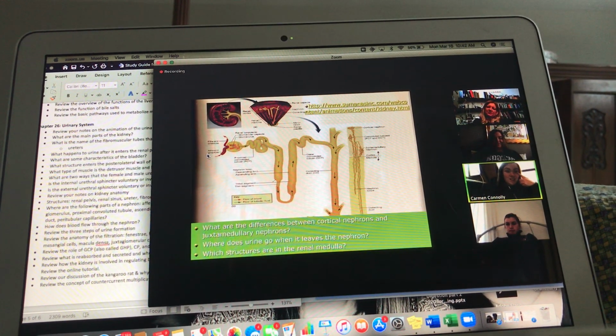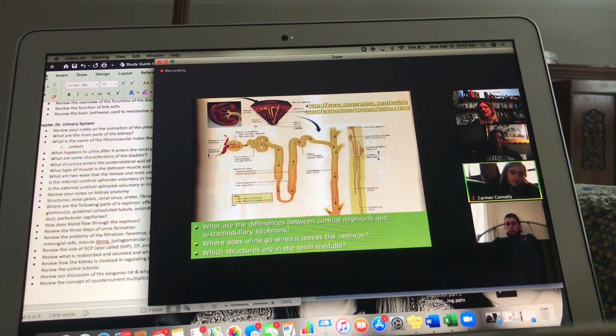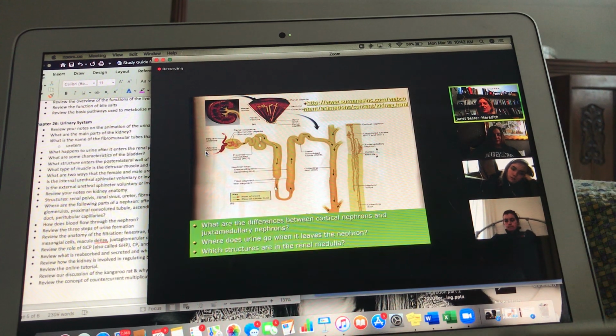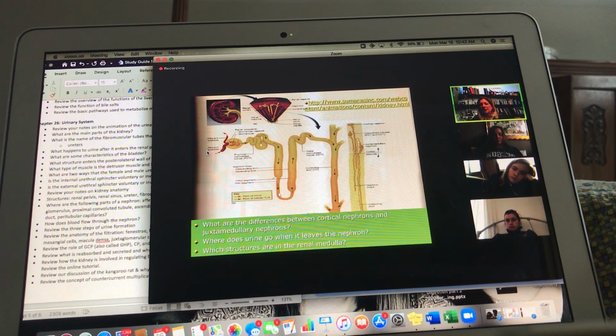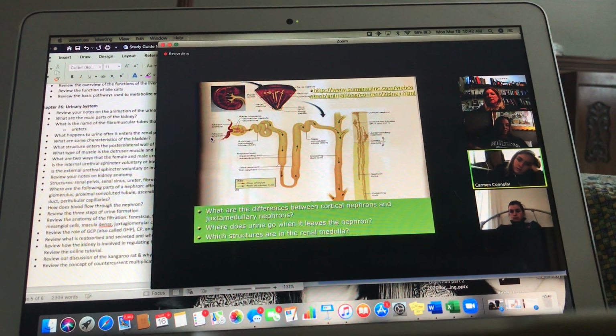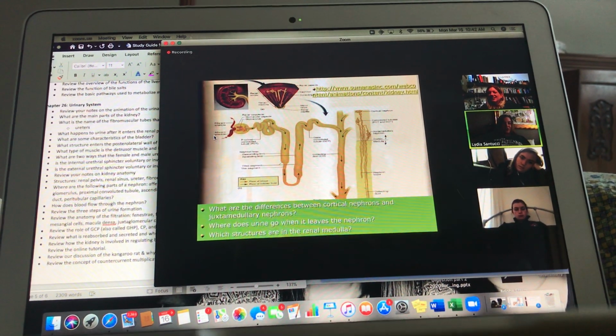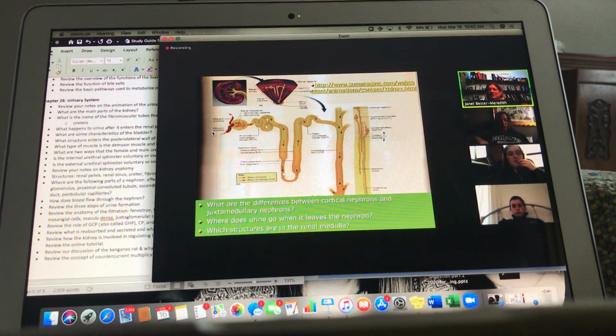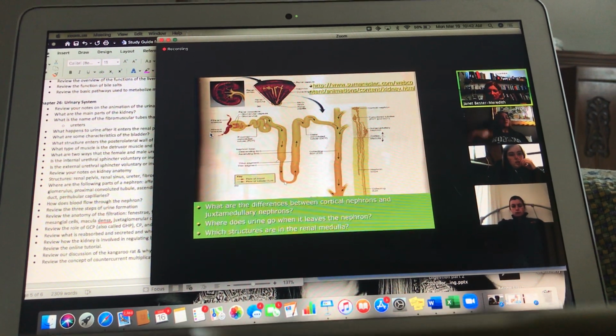Like concentration? Yeah, concentration. That would be a good thing to think about. And so when you think about the descending loop of Henle, what should you automatically think of? High concentration, right? Yeah, becoming a higher concentration. Why? Because water's leaving. Yeah, you should remember water in particular.